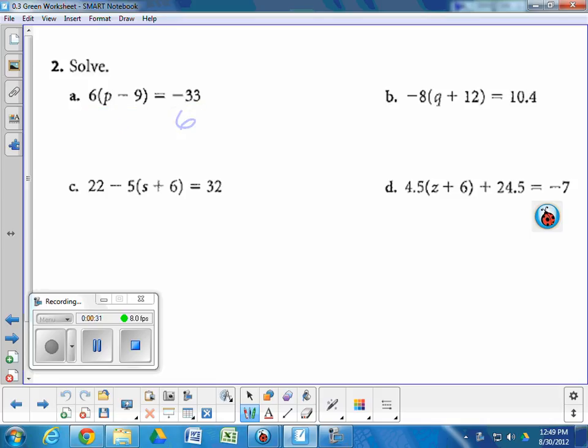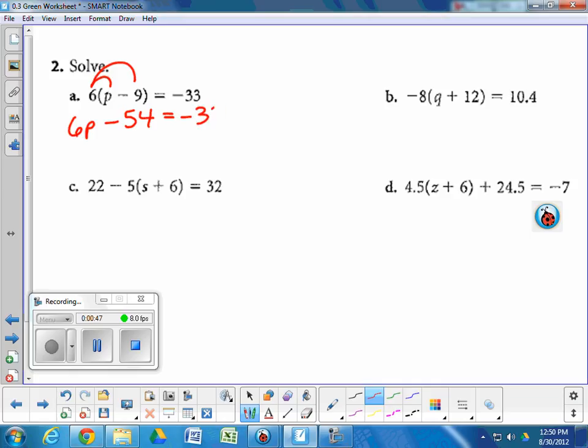In this problem, I think the way I did it on my answer key is I distributed the 6. So let's go ahead and do that. Let's use red. 6p minus 6 times 9 is 54 equals negative 33.